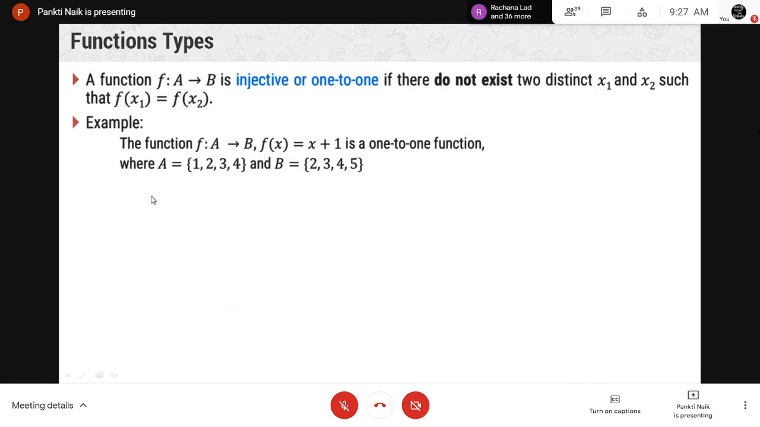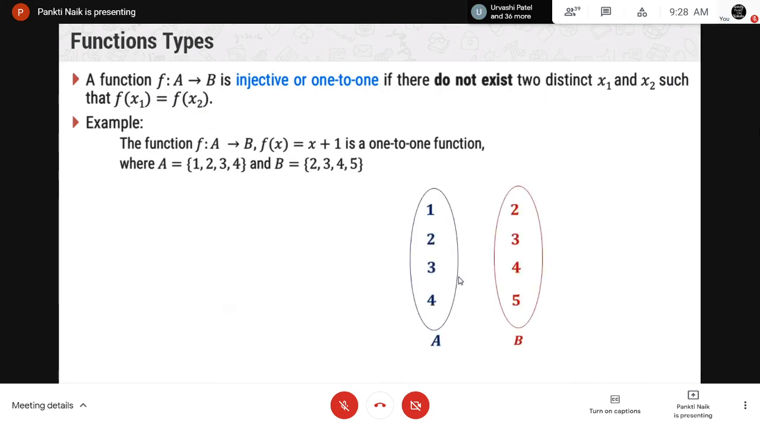Now this is the injective or one-to-one function. A function f: A to B is injective or one-to-one if there do not exist two distinct x1 and x2 such that f(x1) equals f(x2). So the function f: A to B, f(x) = x plus 1, is a one-to-one function where A = {1, 2, 3, 4} and B = {2, 3, 4, 5}.